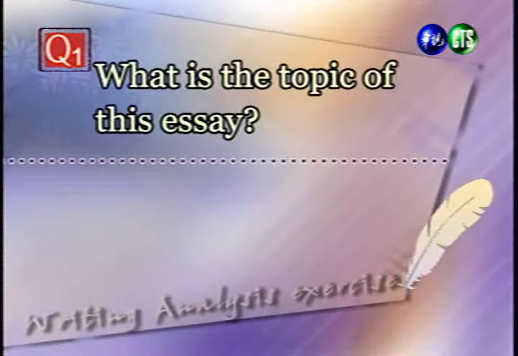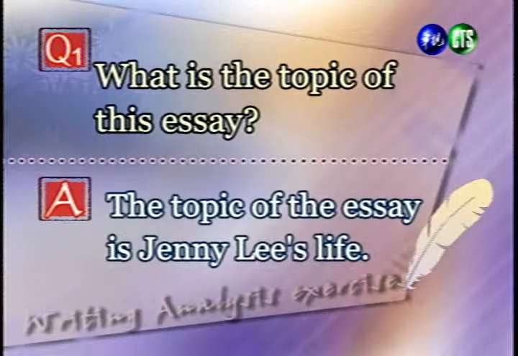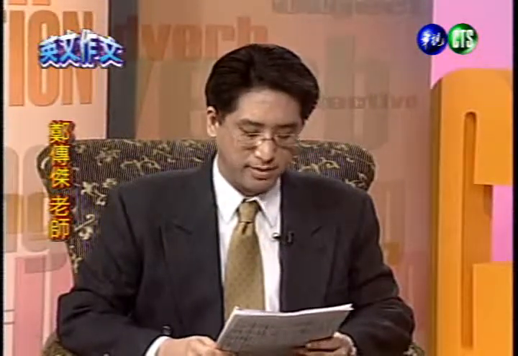And the answer is that the topic of the essay is Jenny Lee's life. All right, so now do you remember what we learned about the topic sentences in Unit 8? Every topic sentence should have a topic and a controlling idea. So the controlling idea narrows down the topic so it is precise enough to be explained in one paragraph.